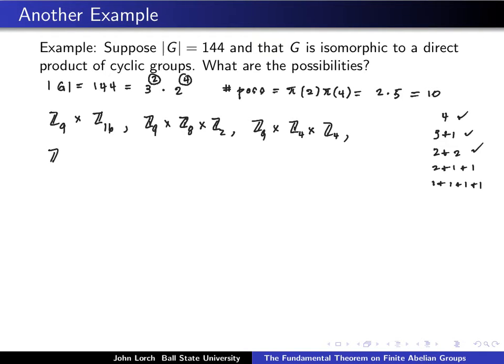Now let's keep going. We have Z9. And again, we want a product of groups where the product of the orders of the individual groups gives 16. So what if I did this? I could do Z4 cross Z2 cross Z2. So the 4 is 2 squared. Each one of the 2's is 2 to the first. And then finally we have this one.